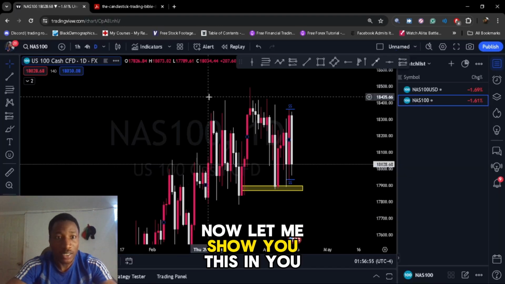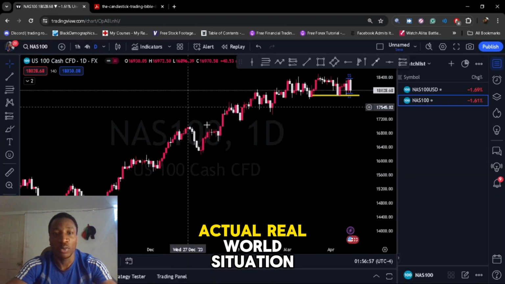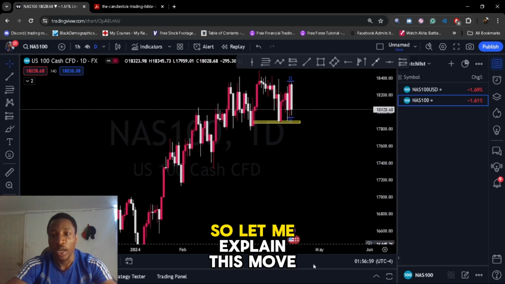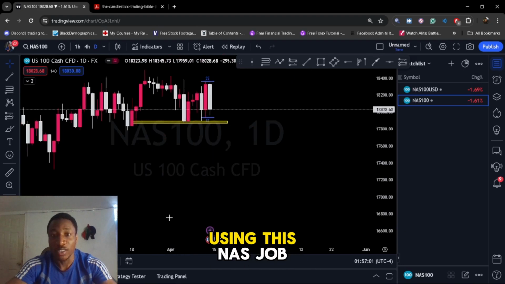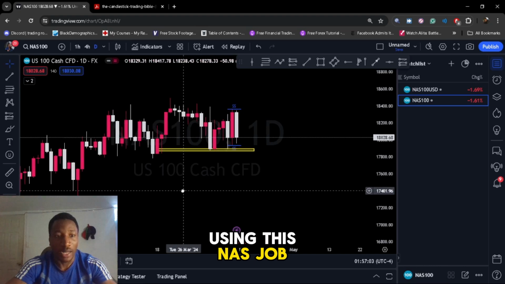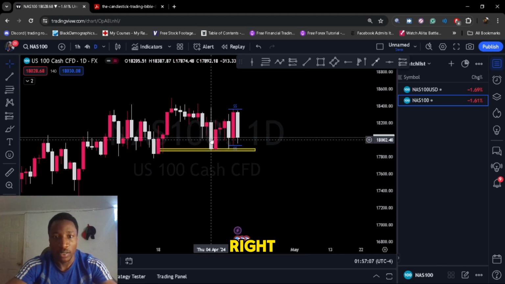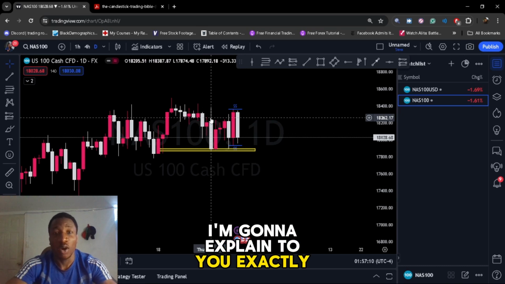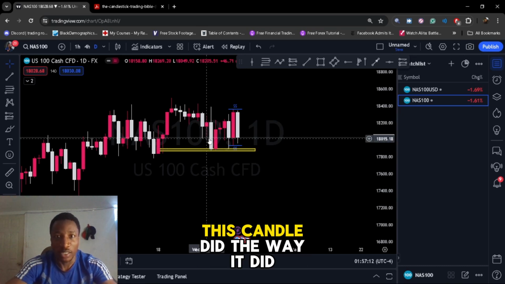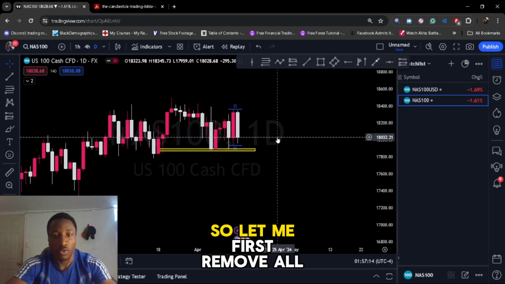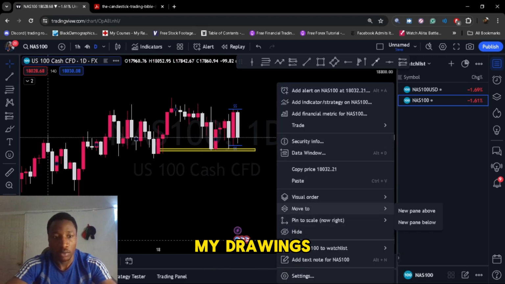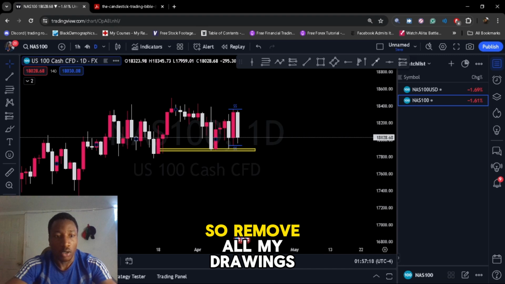Now let me show you this in an actual real world situation. Let me explain this move using this NAS drop that actually happened last week. You can see this candle here. I'm going to explain to you exactly why this candle did the way it did. So let me first remove all my drawings.